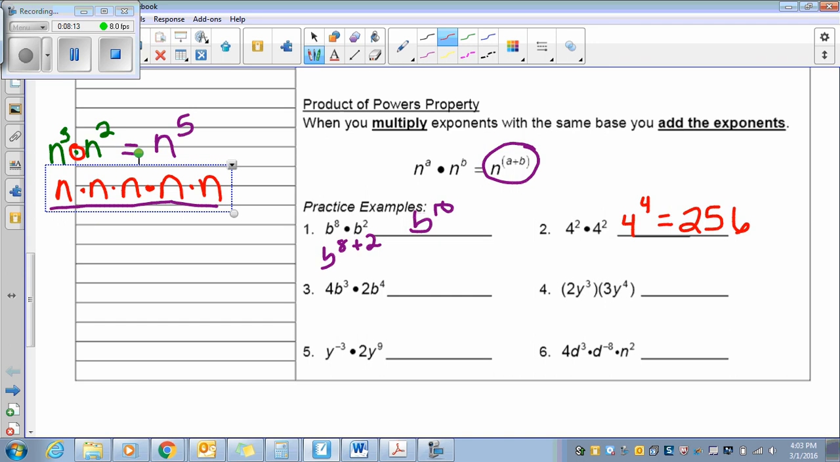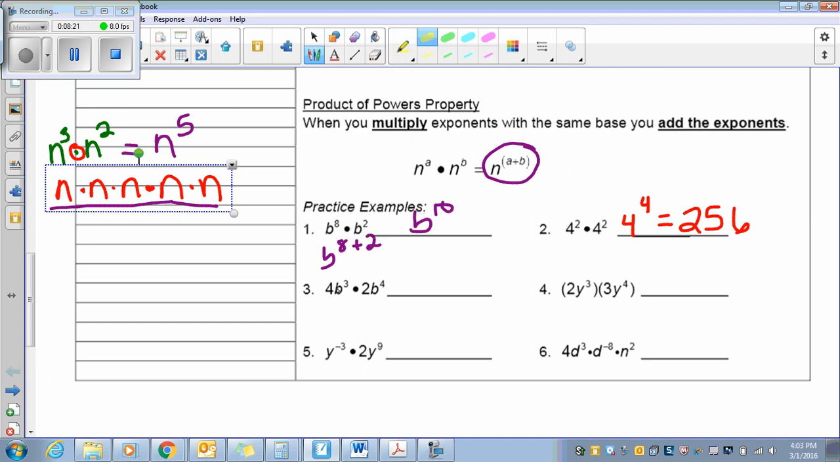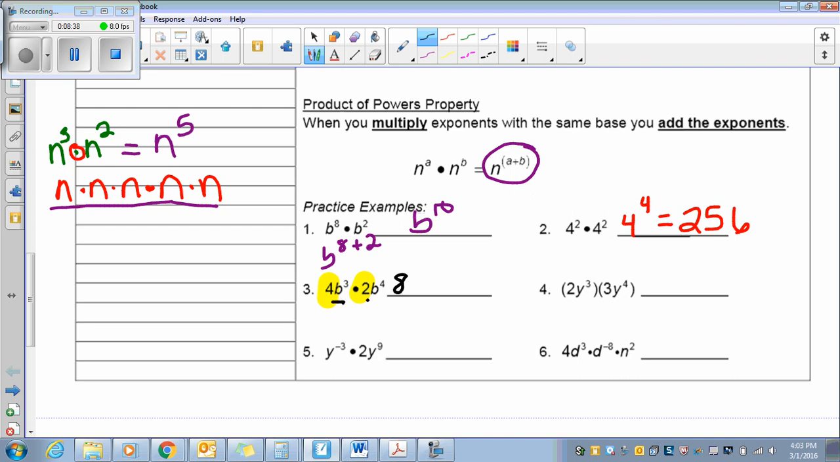Now for number 3, we have our coefficients. The coefficients come in front of the base number. So if you see 4 and 2, those are our coefficients. We want to multiply those together like normal. So I can say 4 times 2 is 8. And then I can do b to the 3rd times b to the 4th, which would give me b to the 7th.